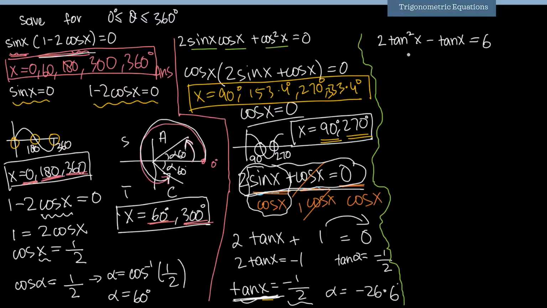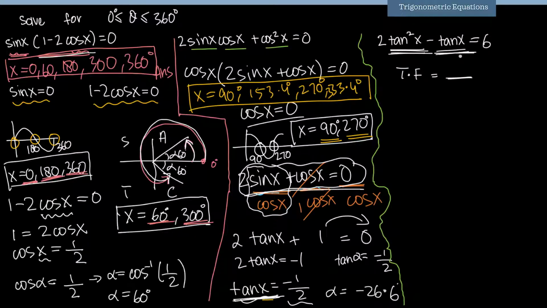Let's look at this final example. Over here I have 2 tan square x minus tan x is equal to 6. The condition to solve a trigonometric equation is that I need to have only one type of trigonometric function, and over here I have only one type, that is tan x. But the other condition is that there should be only one trigonometric function equal to some constant value, and over here I have two tan functions.